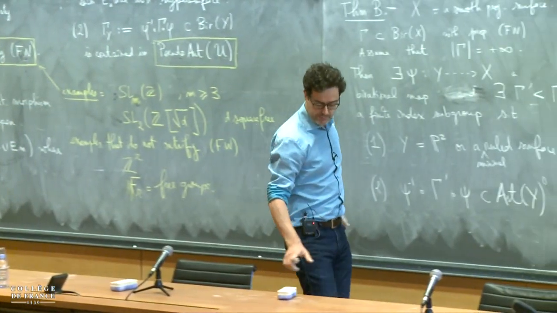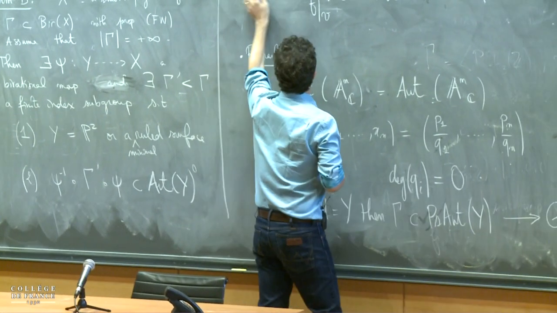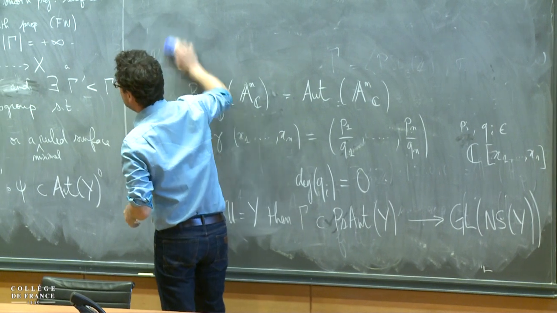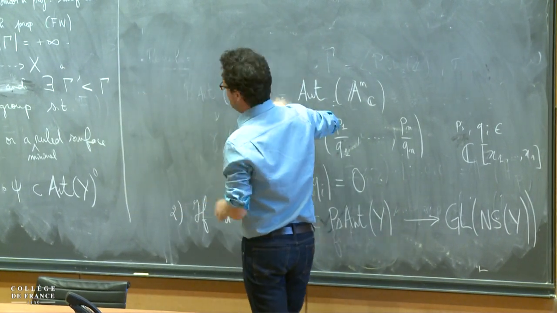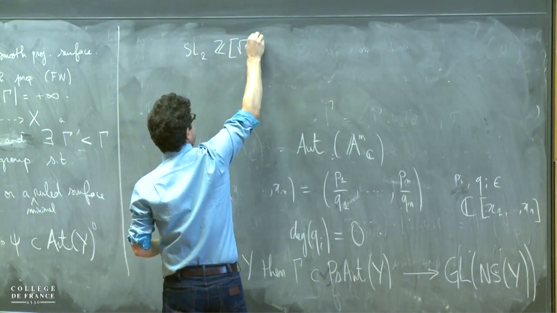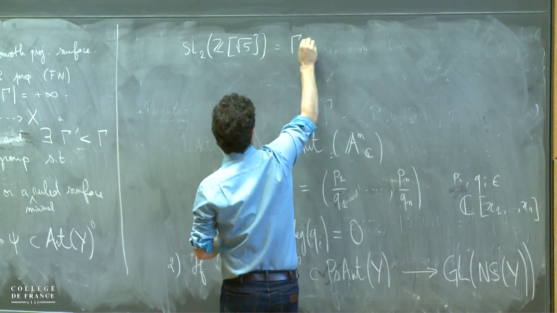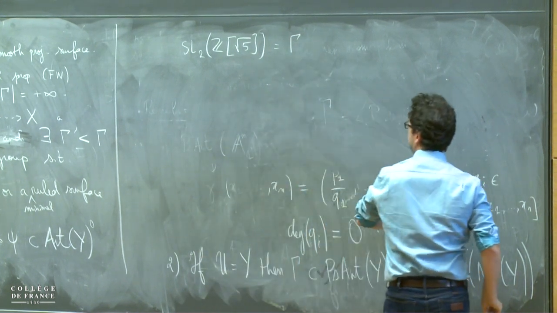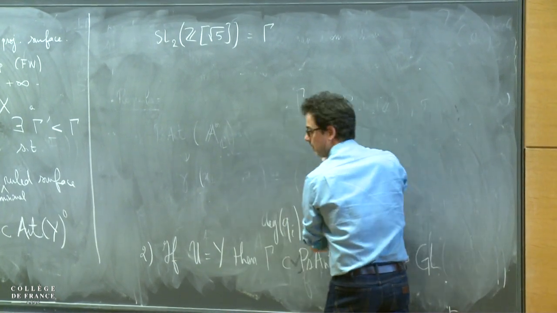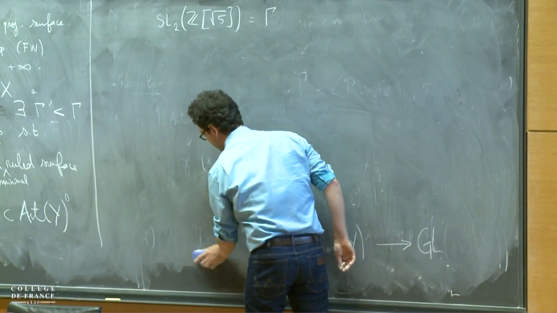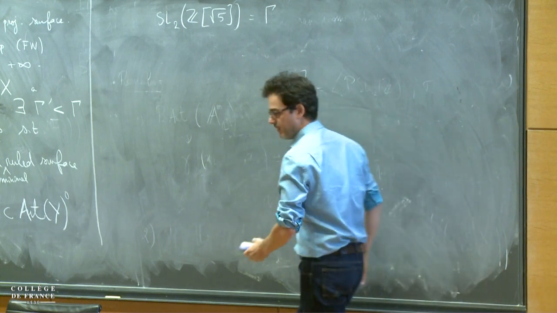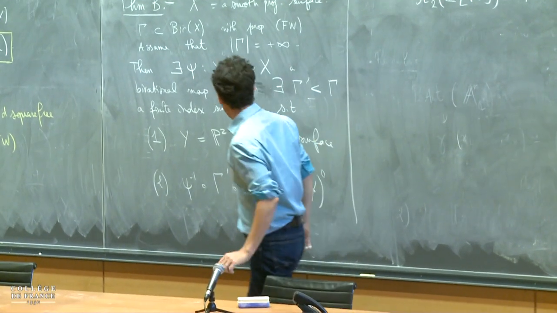So this type of statement gives you, for instance, a complete classification of all possible birational actions of this type of group, of SL2 of Z of square root of 5. You start with this group. This group has property FW. You apply theorem B and you get a complete classification of all possible actions by birational transformations on surfaces. Yeah. Does theorem B imply that gamma is very finite? Yes.